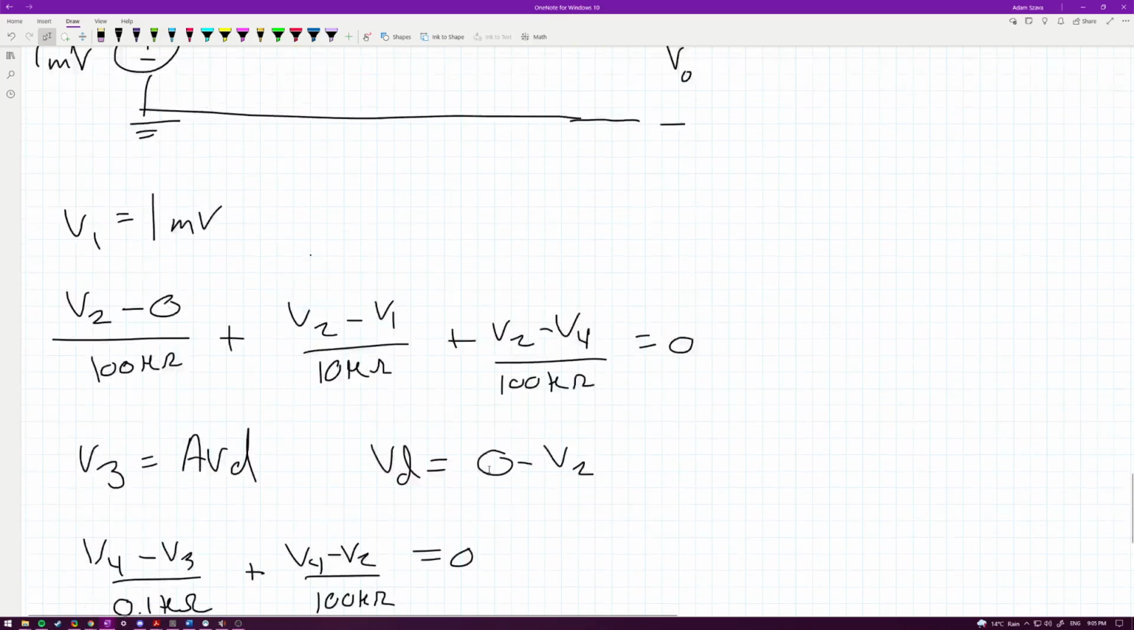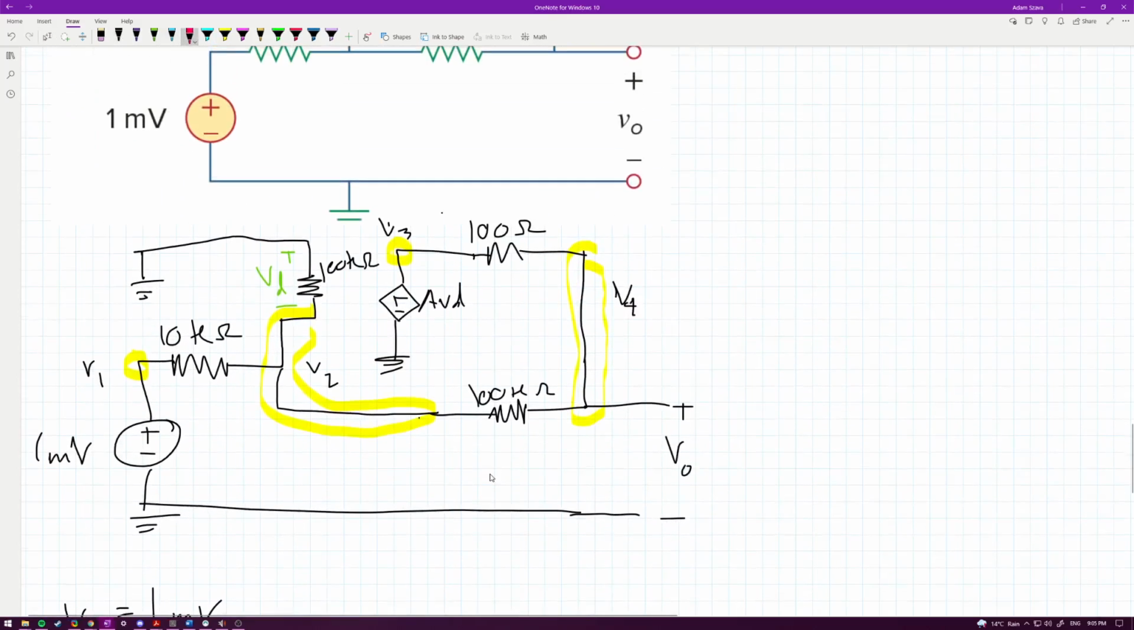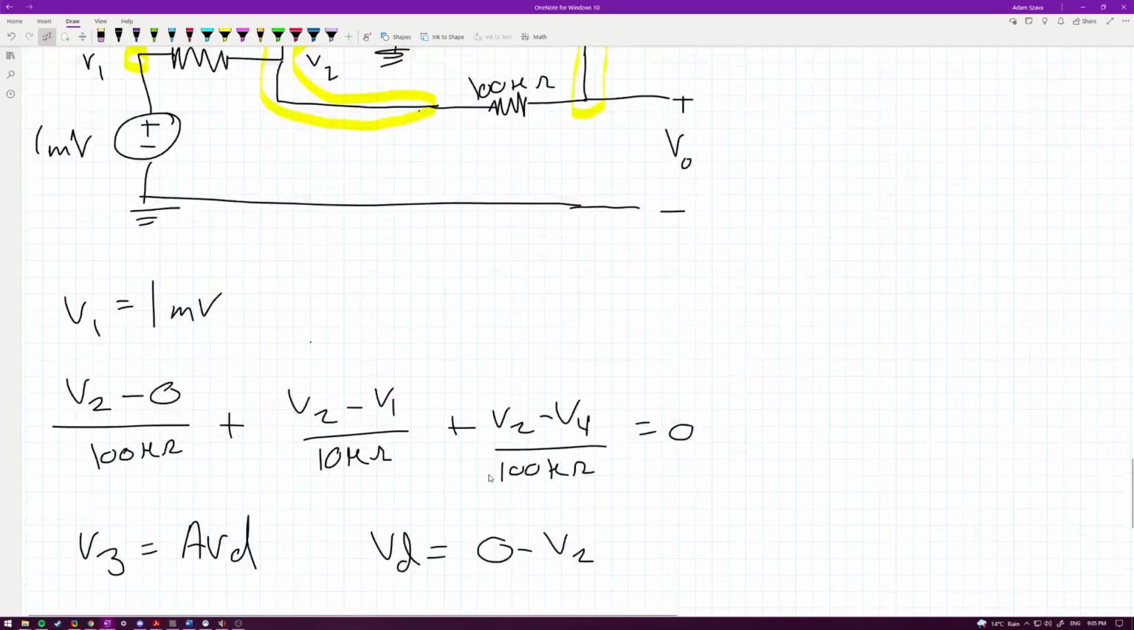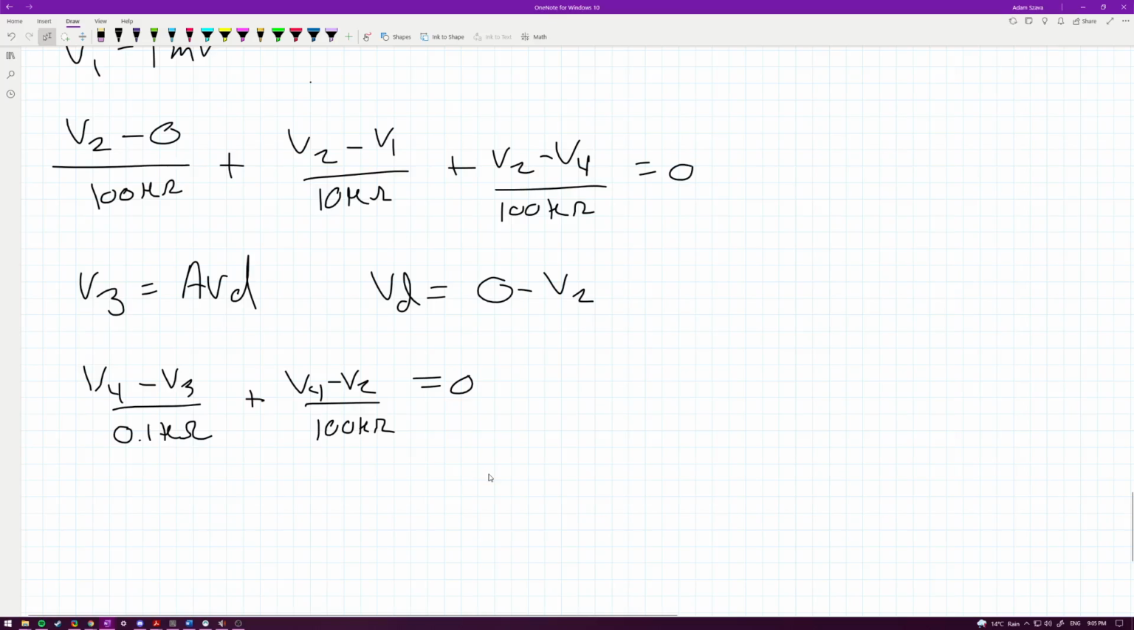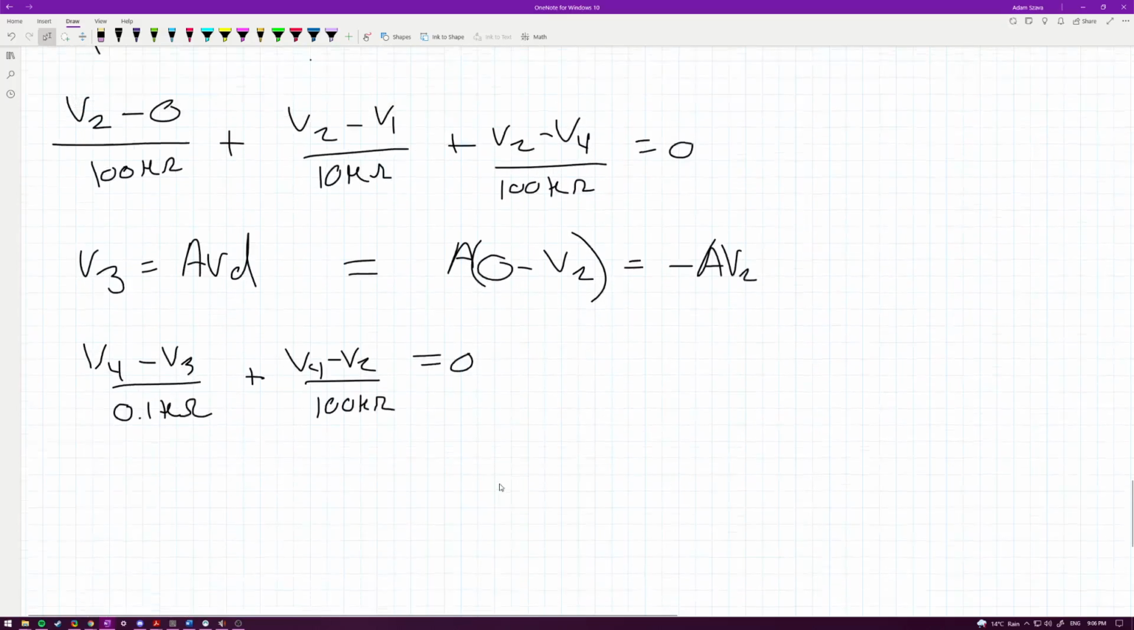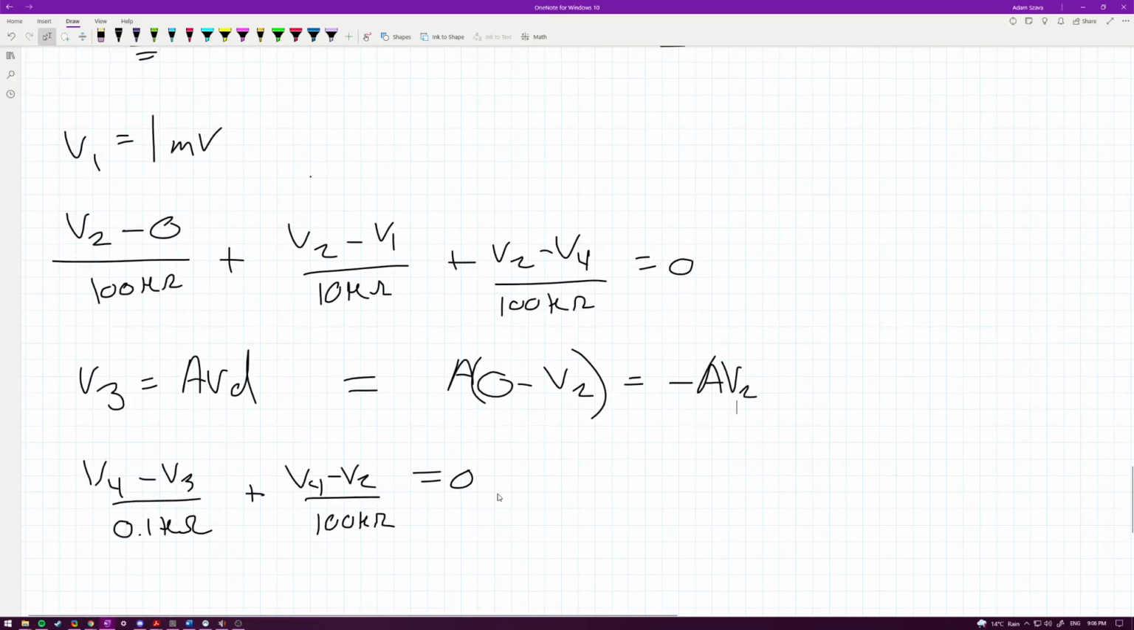VD is equal to 0 minus V2. Yeah, we're good. So then V3 equals A times that: 0 minus V2, so negative A V2. And I know what A is, so that's fine. Now I have my system: 4 equations, 4 unknowns.